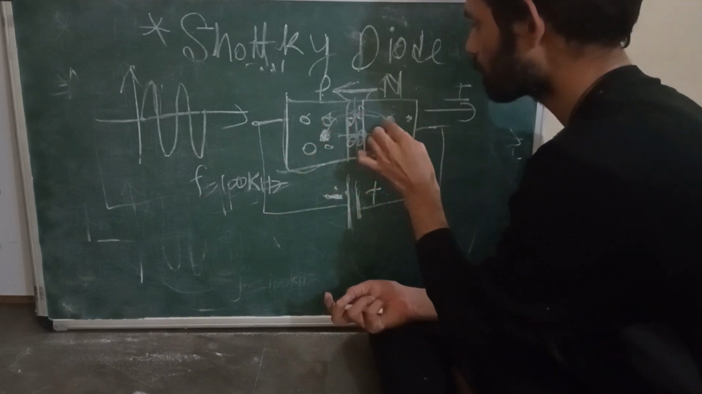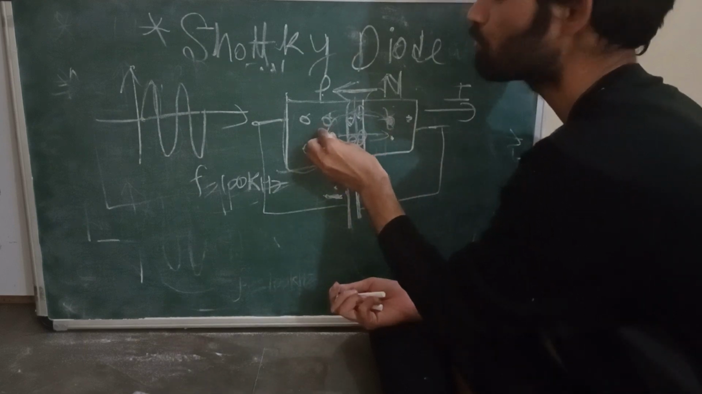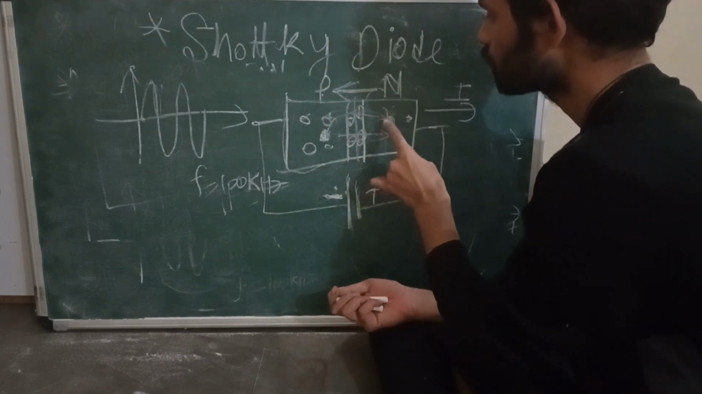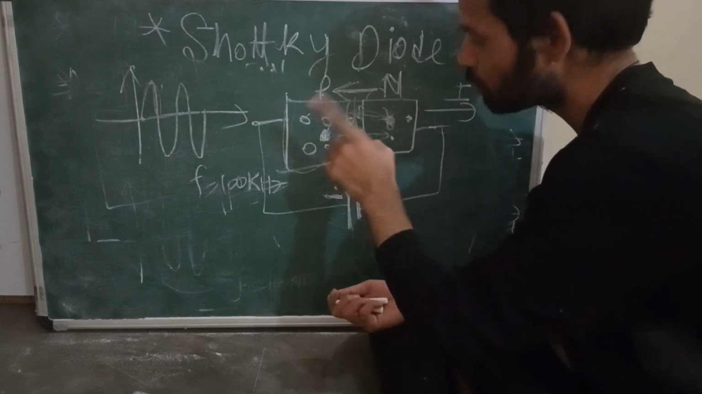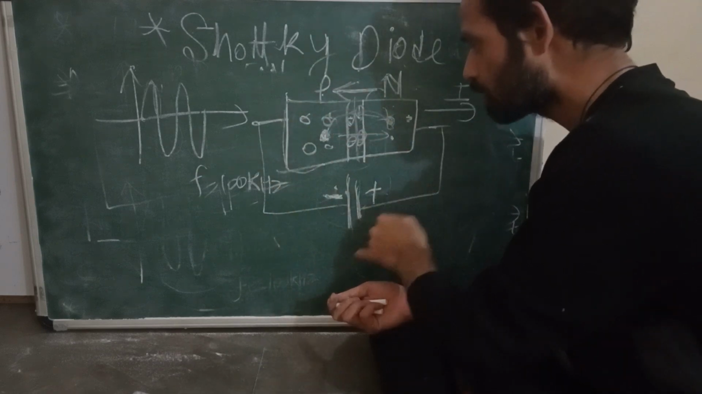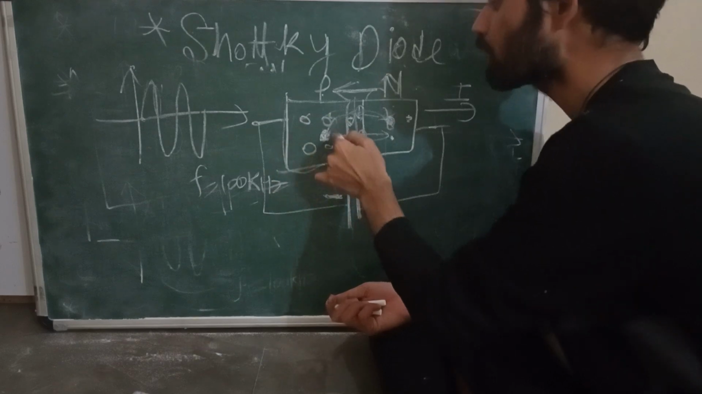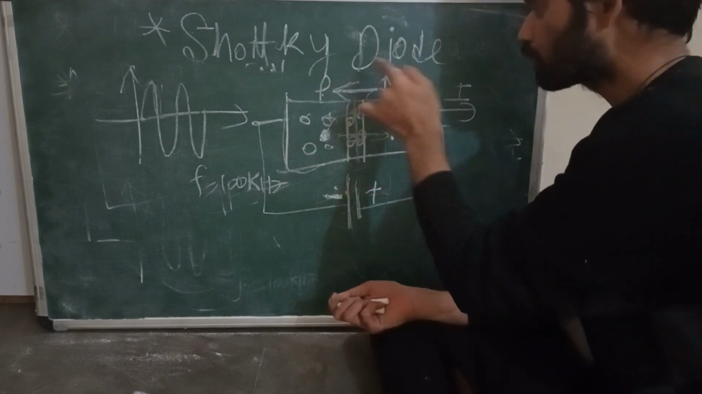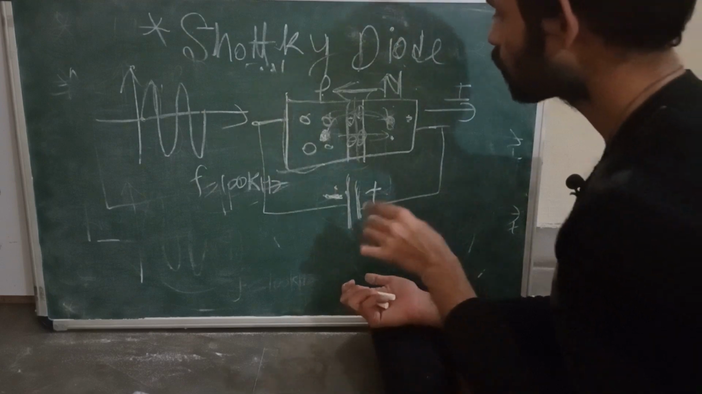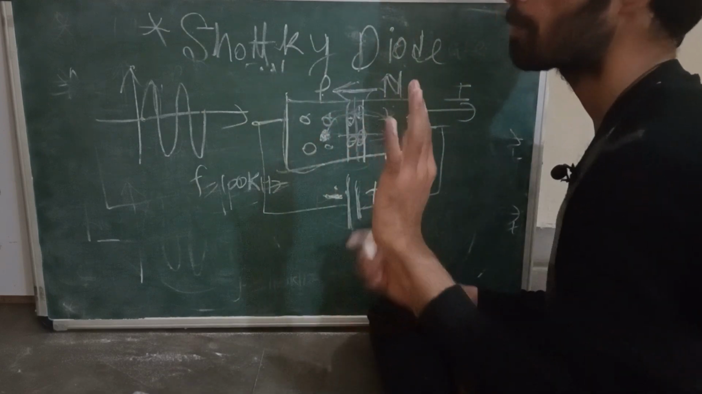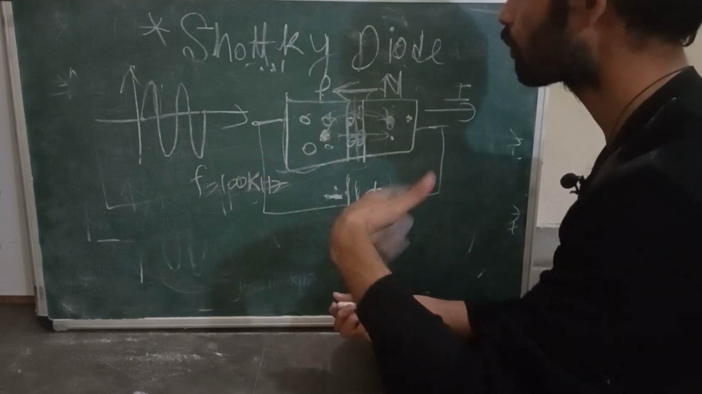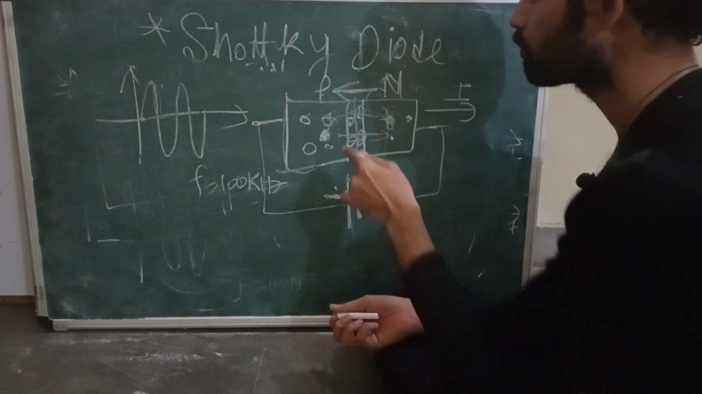Okay, this electron will come back to the n side. So this is what a minority charge carrier. During forward bias it is a majority charge carrier moving from the n side to the p side. Now this same charge during the negative cycle will act as a minority charge carrier which will move back to its original position. While coming back, it will take some time; it will not come within a fraction of a second.